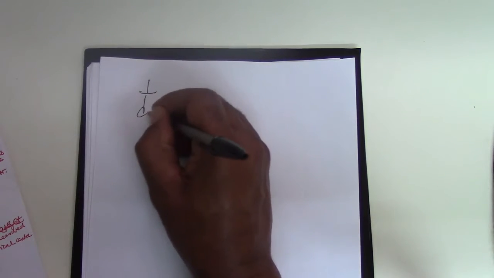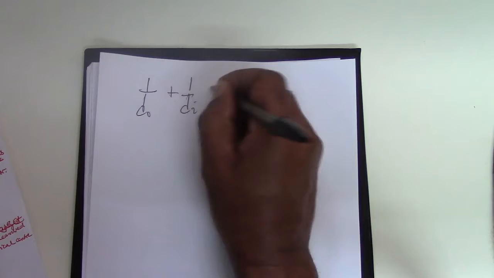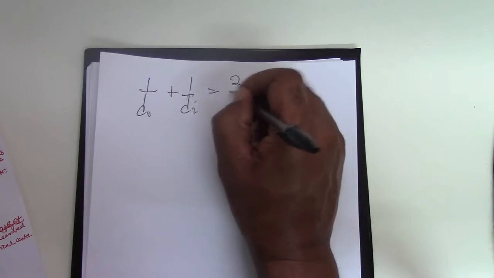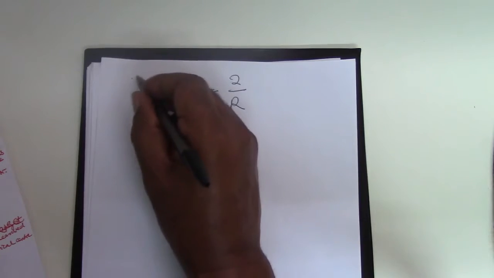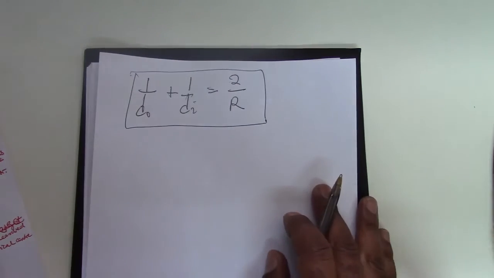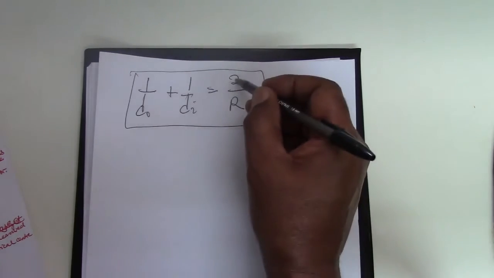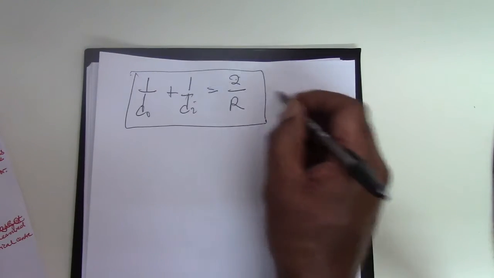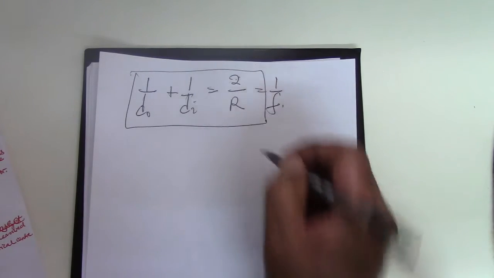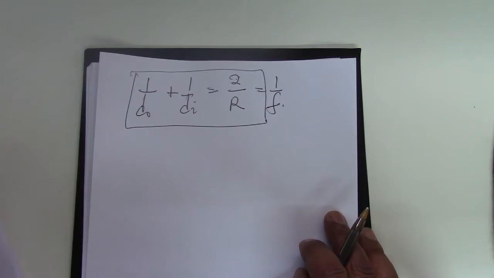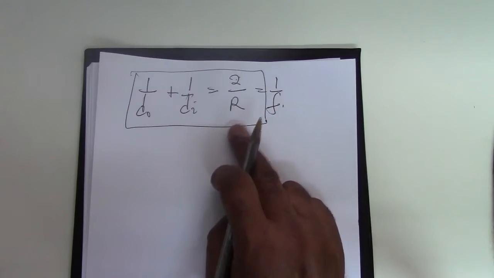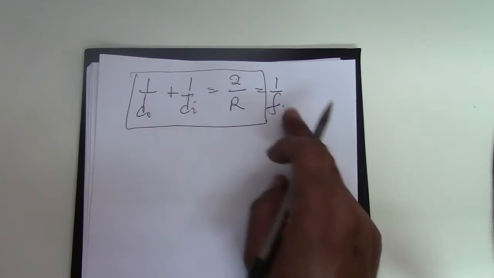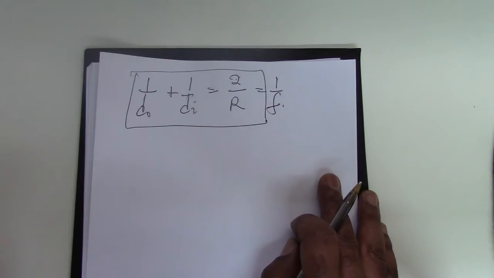You can combine the two expressions to get one single equation, 1 over d naught plus 1 over di equals 2 over r. Right, that's one way of combining them. Remember, this 2 over r stands for 1 over f. Right, so you can combine and have that as a single equation involving the distances and the radius, or the distances and the focal length.